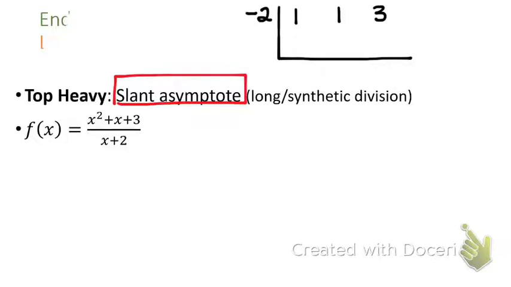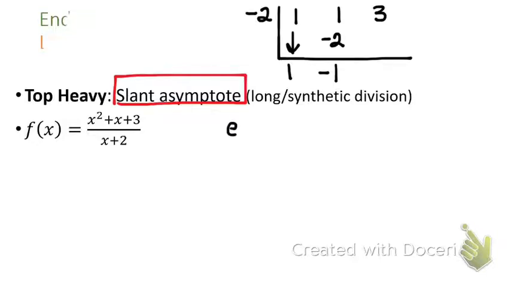So we bring down that first number. That's going to be your slope. We multiply the -1 times 2. We get -2 and add. And this is my y-intercept. And that last number is actually irrelevant. So you just need the first two numbers.